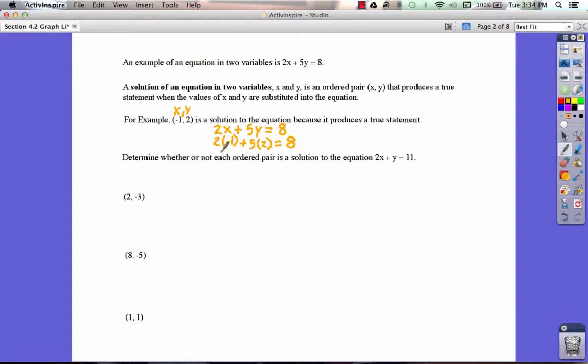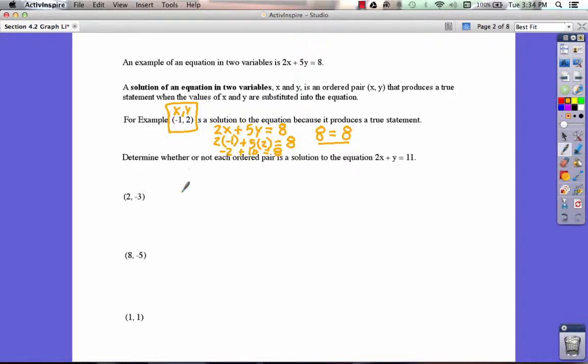So 2 times -1 is -2, 5 times 2 is 10, -2 plus 10 is 8, so we have 8 equal 8. This is a true statement, which means -1, 2 is a solution to the equation.